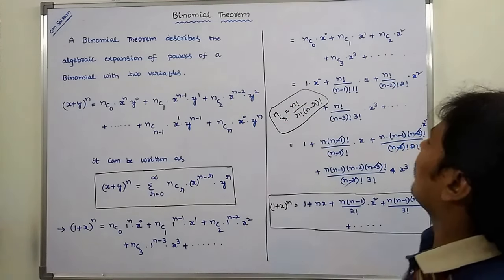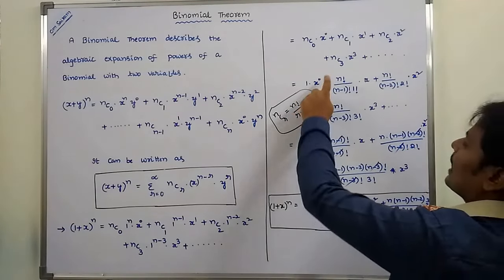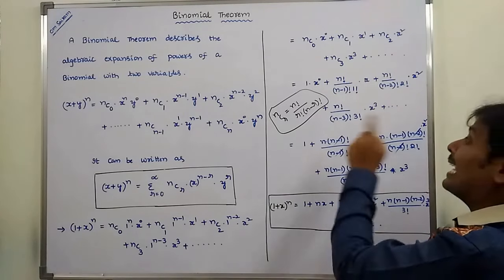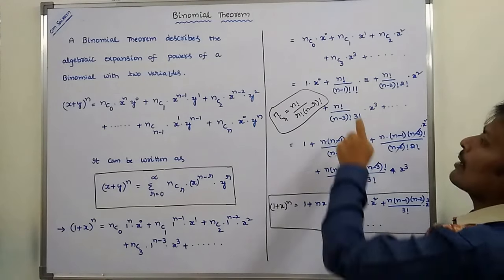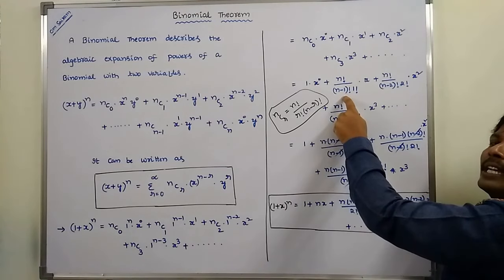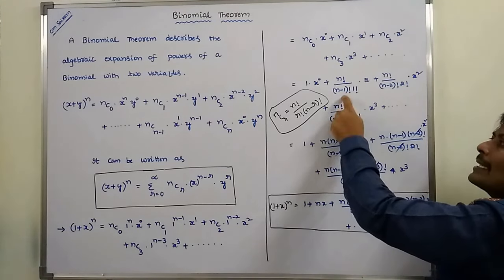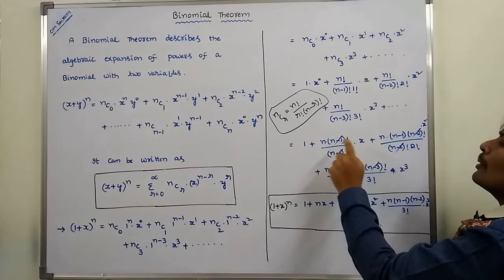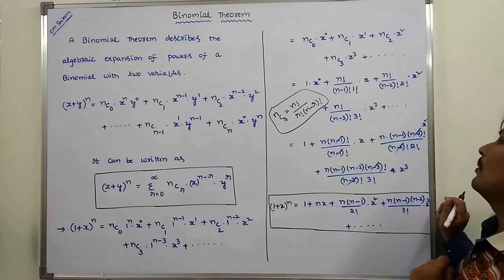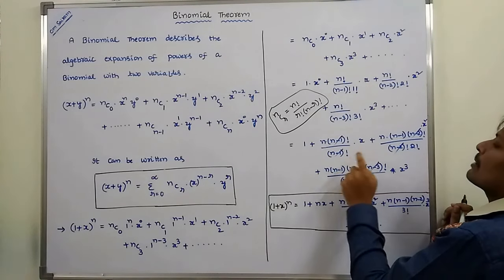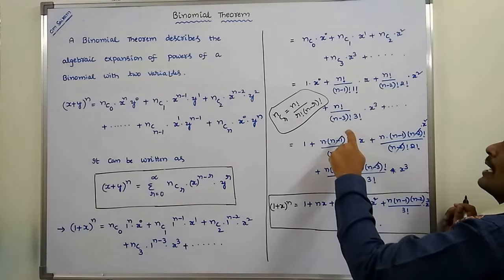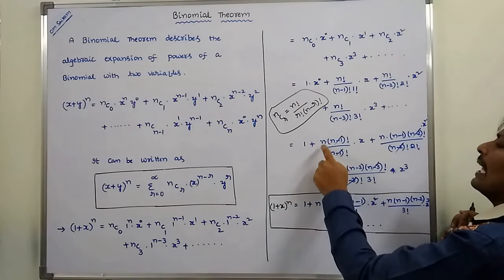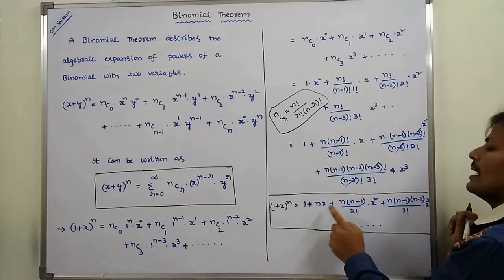Okay. According to this, 1 into x^0 is 1, plus n factorial can be written as n into (n - 1) factorial, because the denominator contains (n - 1) factorial. To cancel this (n - 1) factorial, n factorial can be written as n into (n - 1) factorial, divided by (n - 1) factorial into x. Here (n - 1) factorial cancels. Then we get nx.